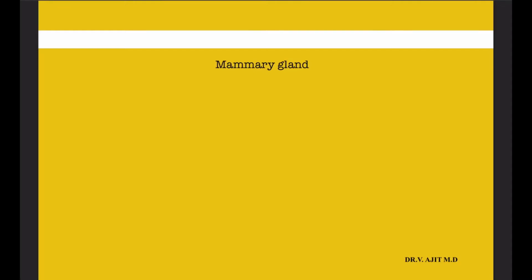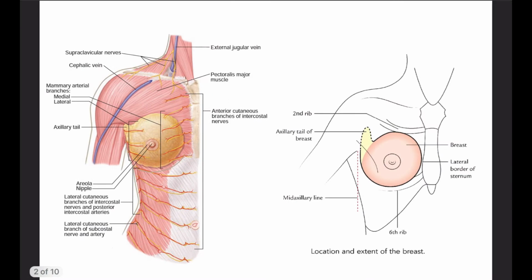Today's topic, breast or mammary gland. So the mammary gland is a modified sweat gland present in the superficial fascia of the pectoral region.